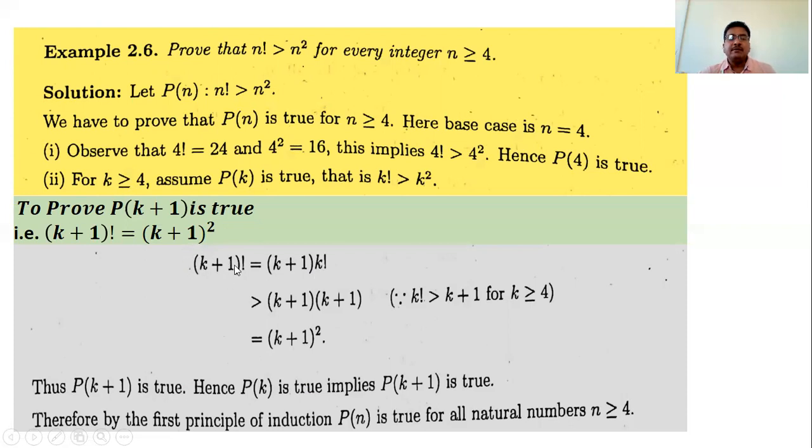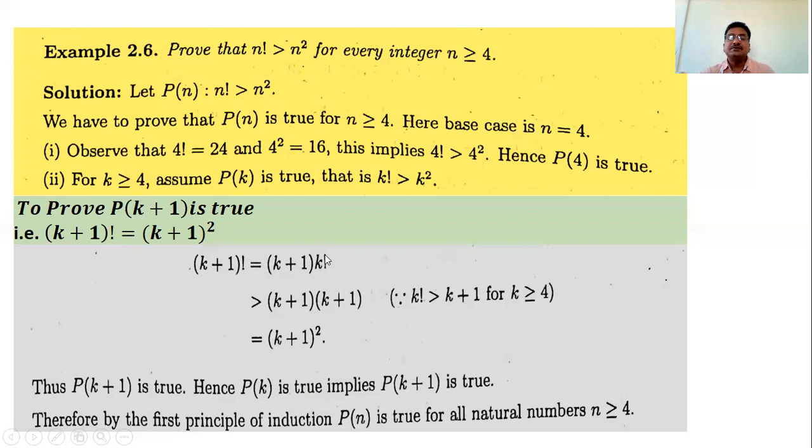Or if you write 11 factorial, it is 11 into 10 factorial. And this is greater than k plus 1 into k plus 1, because k factorial is greater than k plus 1. The value of k factorial is always greater than k plus 1 for all k greater than or equal to 4. This is a very obvious result, because k factorial is a multiplication of all natural numbers from 1 to k, and this is just k plus 1. So this is a very large quantity compared to k plus 1.